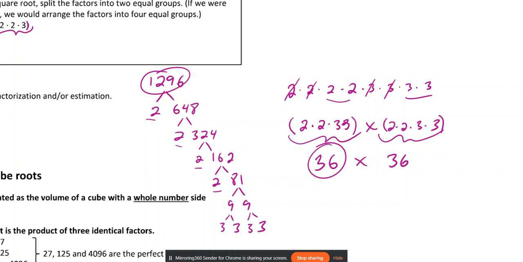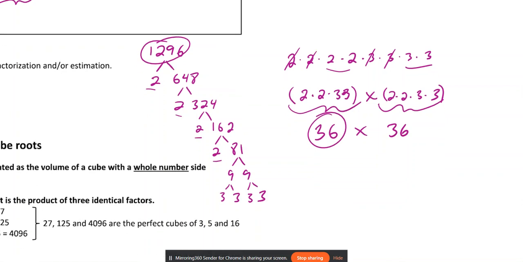Yeah? Okay. With the 9s there, they weren't the end of my tree, so I'm just going to ignore them, right? When I'm looking at the prime numbers, I'm only looking at the ends of the branches.